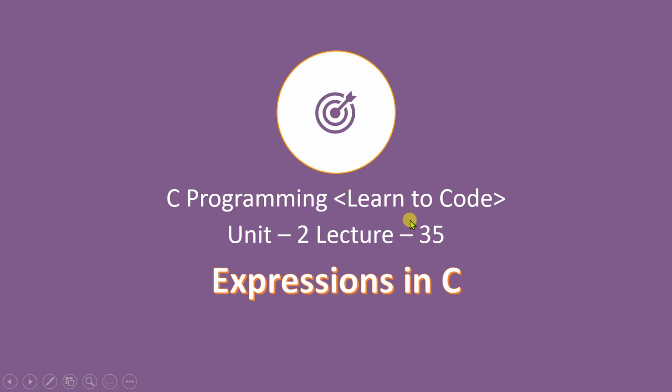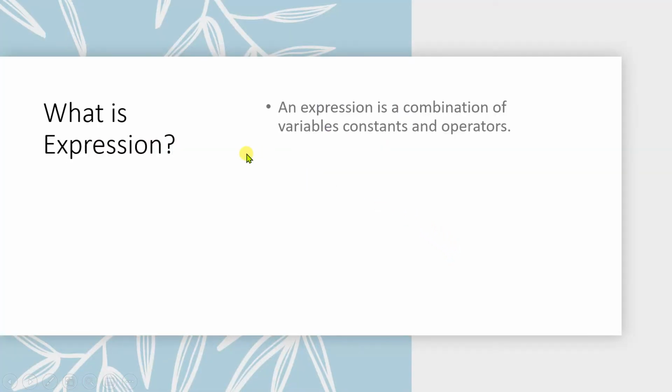This is the 35th lecture of Unit 2, and in this lecture we will understand how to write expressions in C. First of all, let us understand what we mean by an expression. An expression is a combination of variables, constants and operators. For example, if you write something like C is equal to A plus B, then we can say C is equal to A plus B is an expression.